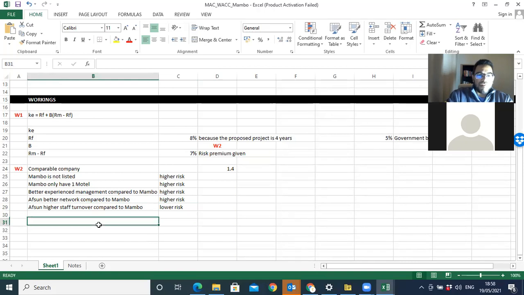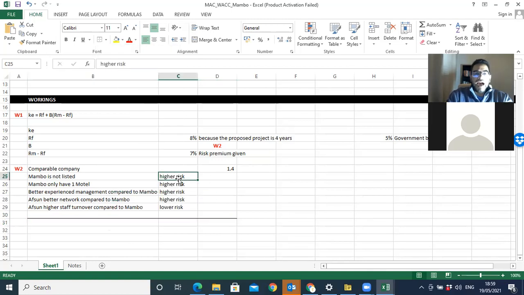So here you can see we have now factored in all the differences. A higher risk means a higher beta. A lower risk means a lower beta. The higher the beta, the riskier or the more volatile your company. The more volatile, supposedly, the riskier. This is not 100% correct thinking, but just to give you an idea: the more volatile, the riskier, therefore the higher the beta. So because it's higher risk, you want a higher beta.